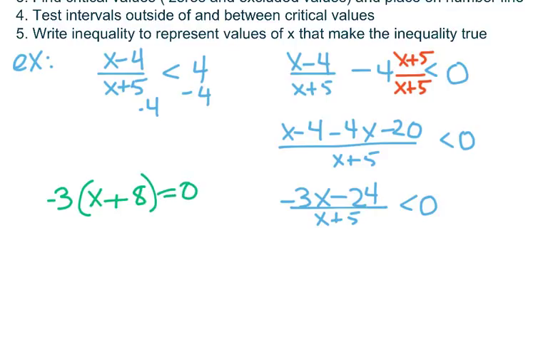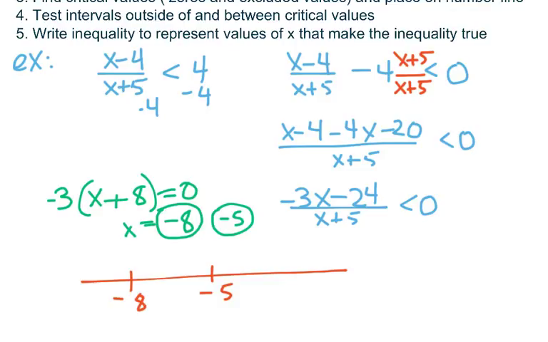Set it equal to 0, x equals negative 8. That is a critical value. The other critical value is going to be negative 5, because that's going to make this undefined. I know that's going to be a vertical asymptote. So I'm going to put these on a number line and test the intervals in between.